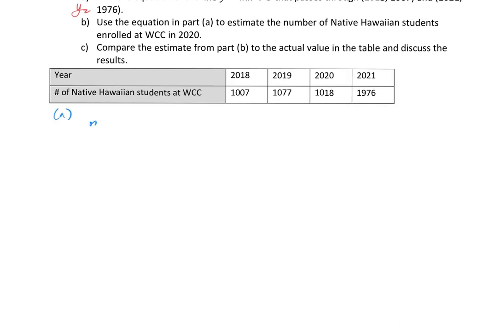In part A, when I find the slope, it's going to be my y's, so 1976 minus 1007 over the year 2021 minus 2018. So this is 969 over 3, and I end up with a positive 323. So positive slope. And remember that line represents the number of Native Hawaiians enrolled at WCC. So a positive slope means that number is increasing as the years go on. Okay, so remember what that slope means. This is the number of Hawaiian students per year.